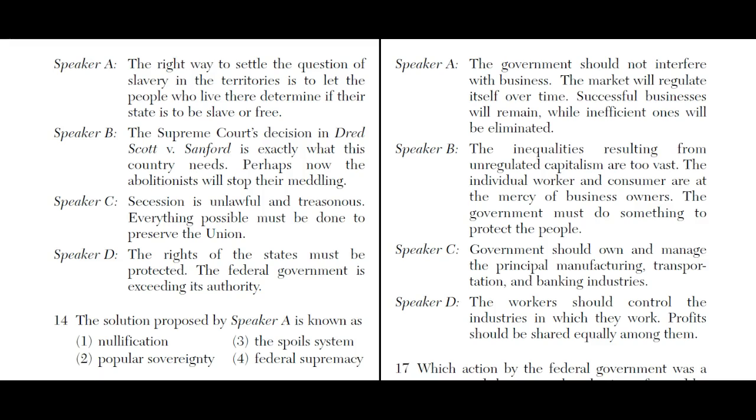Speaker C: Government should own and manage the principal manufacturing, transportation, and banking industries. Speaker C is a socialist: government ownership of major businesses. Speaker D: Workers should control the industries in which they work. Profits should be shared equally among them. That Speaker D really is a communist with a small c. Not communist like the Soviet Union, but the idea of philosophical communism, that the workers themselves should own all the businesses.